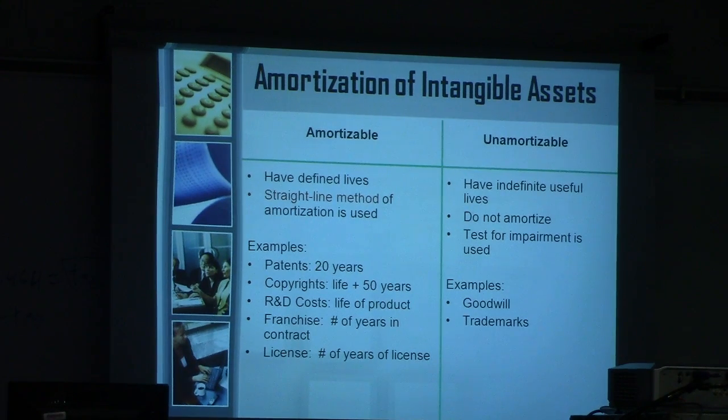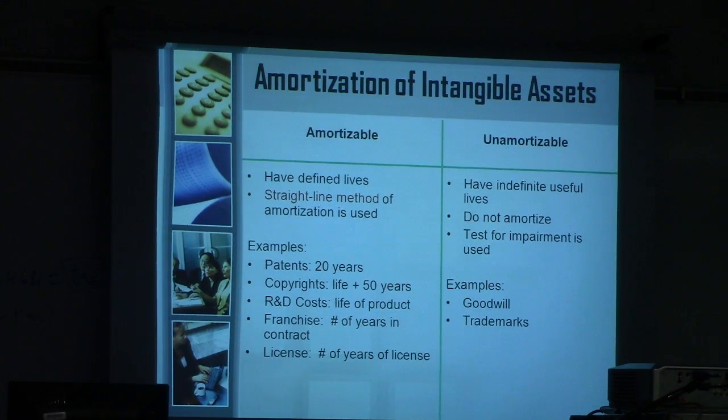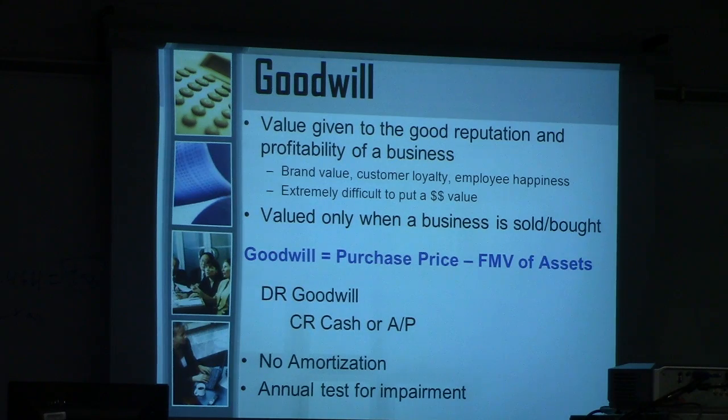So goodwill, what is goodwill? Goodwill can include lots and lots of things, but basically what it includes, as you can see here, is the value given to the reputation of the company. So this is the number of customers you've had, the clients you have, the reputation, the image you have in your business, all of that forms goodwill. It can also include things like brand value, customer loyalty, and stuff of that nature. It is extremely difficult to put a dollar value on goodwill. So we'll come to this in a couple of minutes.